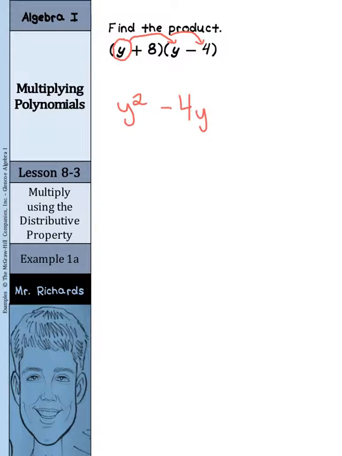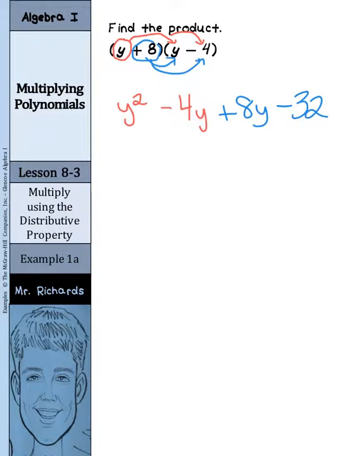Now we get to look at the second term in that first set of parentheses. We're going to take the 8 and multiply by the y and the negative 4. So, this positive 8 distributed to the y, 8 times y is going to be a positive 8y, and then 8 times this negative 4 is going to be negative 32.